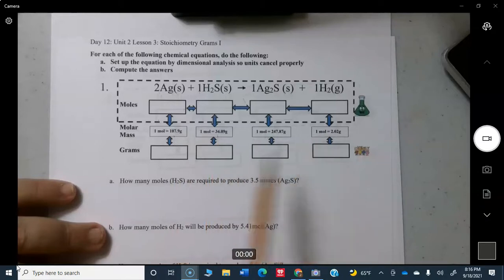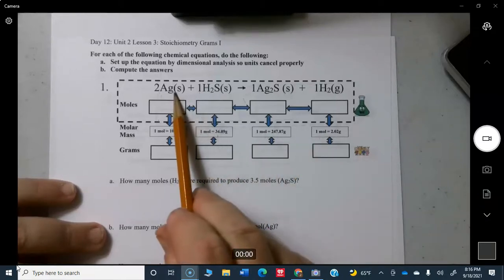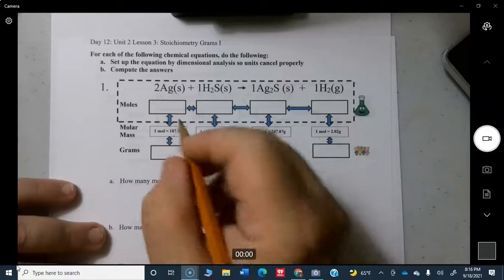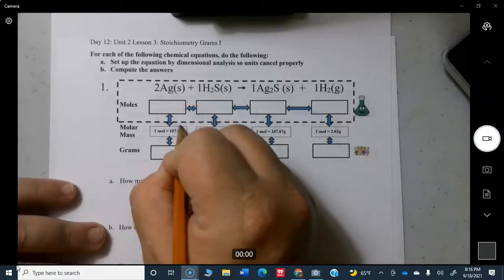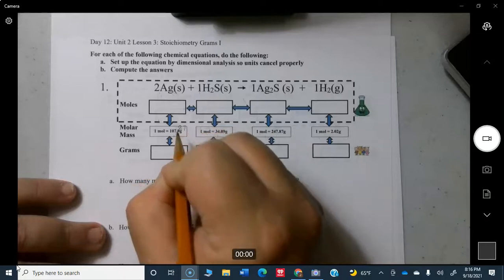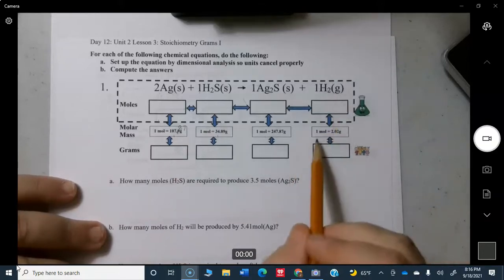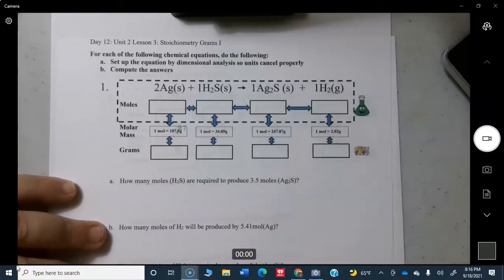These do not change. If you did another problem with silver, it would be 1 mole equals 107.9. I think that's actually 87 we used in class. Let me just change that one. So 107.87. If you did another problem with H2, it would be 1 mole of H2 is 2.02 grams.